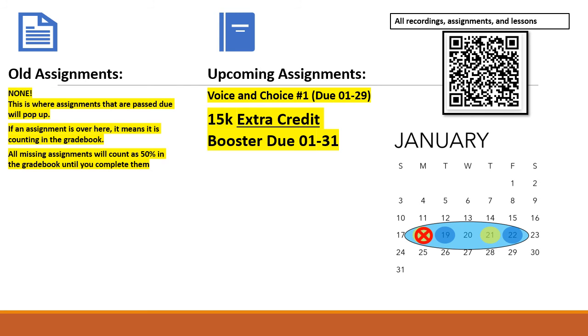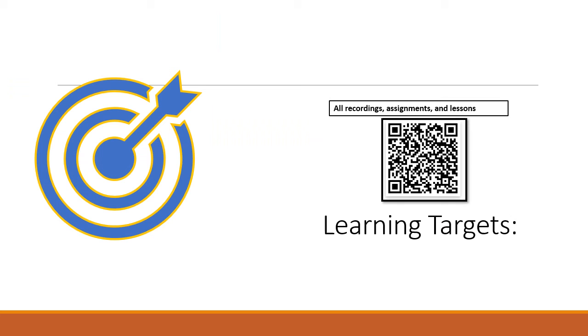All right, real quick, our old assignments. Right now we have no old assignments, but they will pop up on the left over there. If it pops up over there, it means it went into the grade book and you currently have whatever grade you got on it by earning it, or you have a 50% on it, because if you miss an assignment in this class, you will have a 50% until you do it. Our upcoming assignments are voice and choice number 1, which is due Friday the 29th, and the 15K extra credit booster that's due on the 31st of this month.